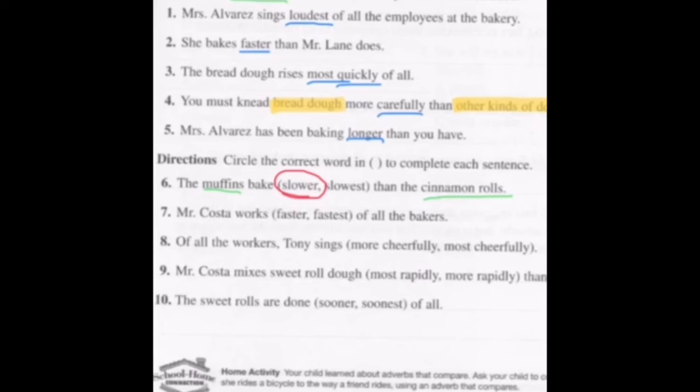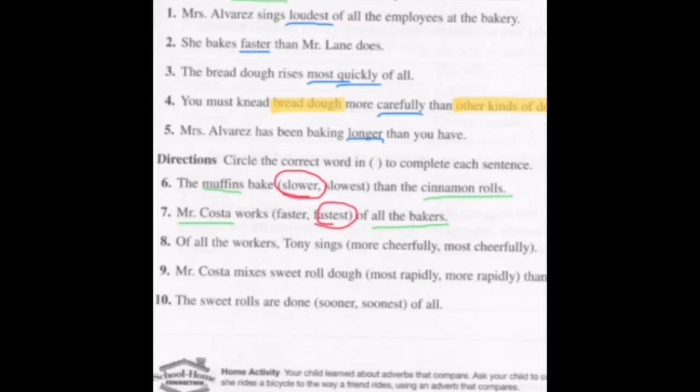Number 7, we're comparing Mr. Costa. Mr. Costa works blank of all the bakers. So Mr. Costa and all the bakers, that means more than one baker. It could be just two, but then you have at least two bakers and Mr. Costa. So we're having more than two people, and in that case, then we need to use EST, fastest. Mr. Costa works fastest of all the bakers.